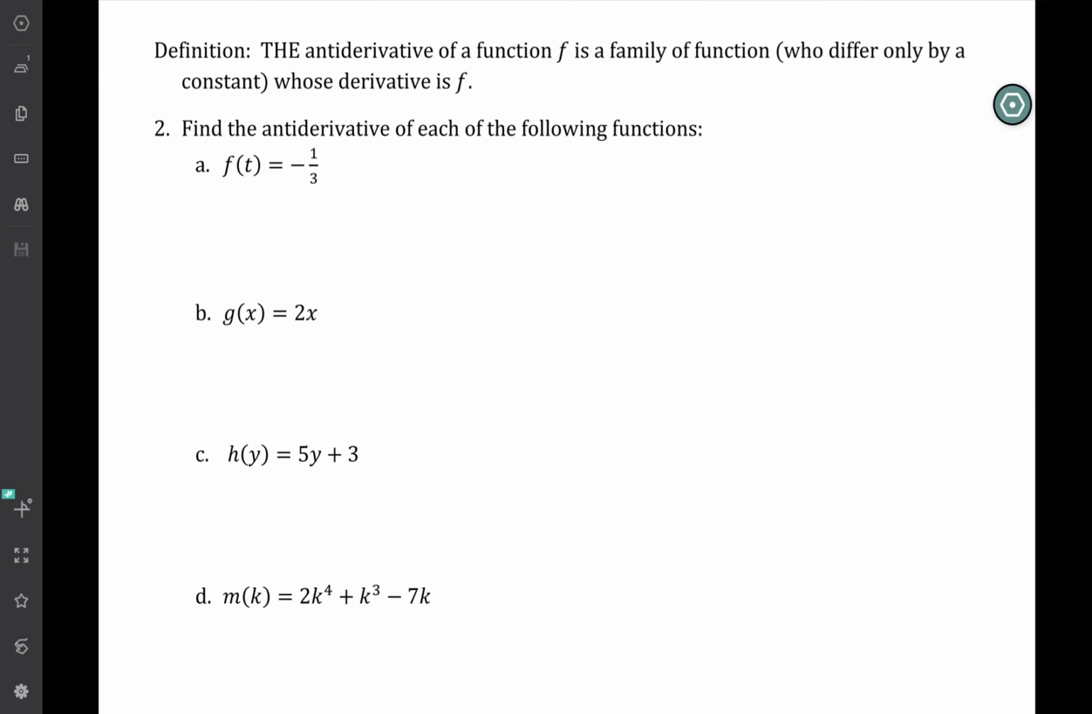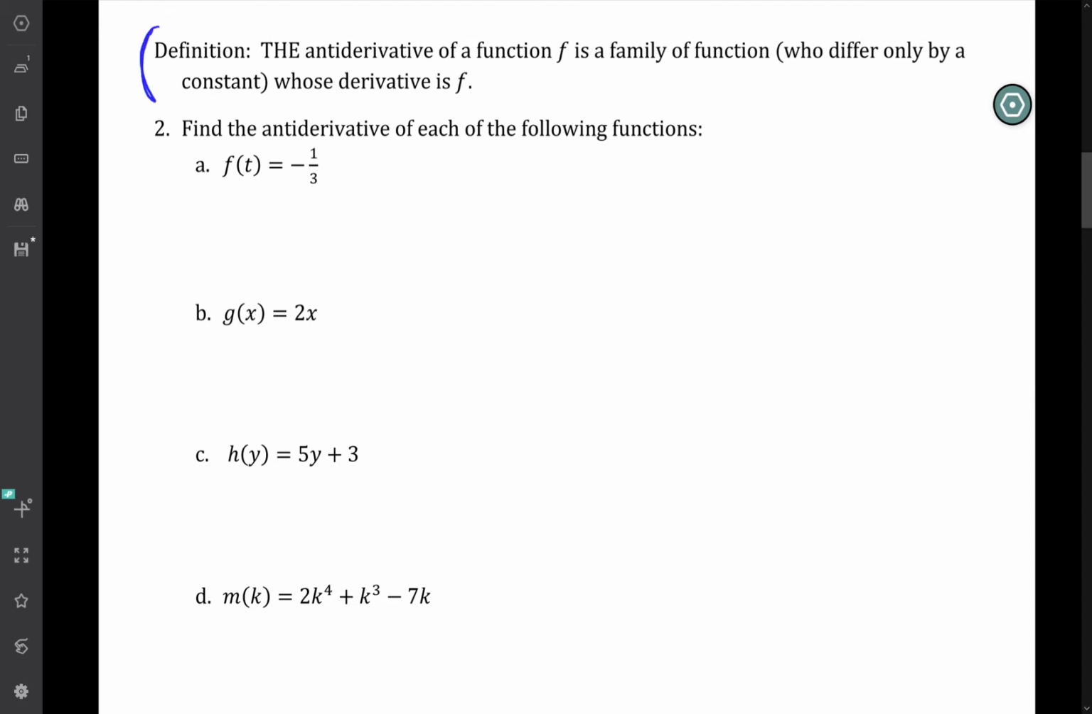Everyone. In this video, we're going to work through this second example on antiderivatives. Man, see if I can get my brain on track. So I just want to start crunching through some specific examples where we look at a function and try to find its antiderivative. And I've got this definition up at the top as a reminder.